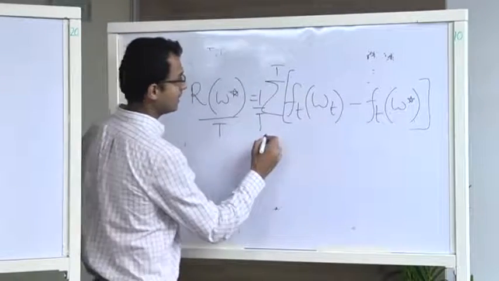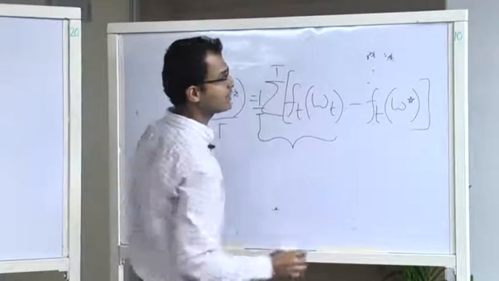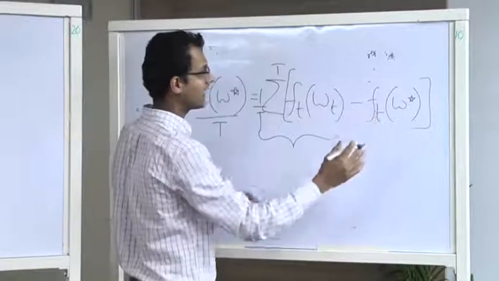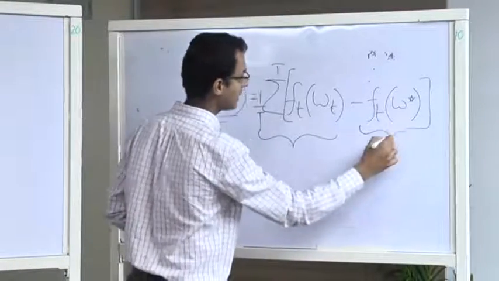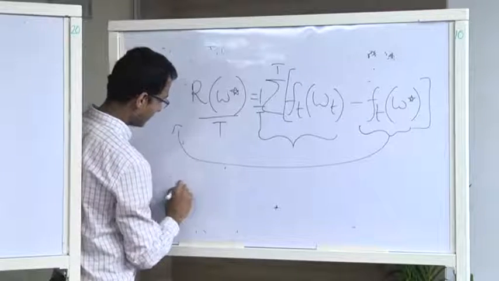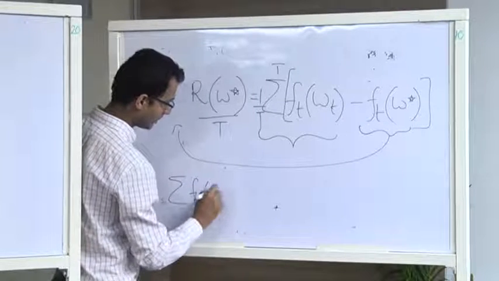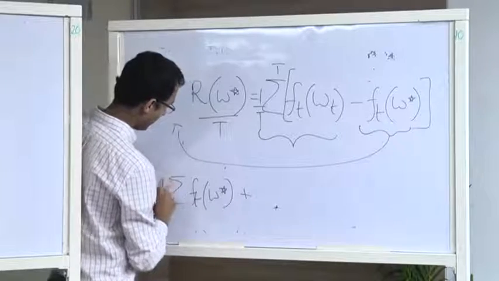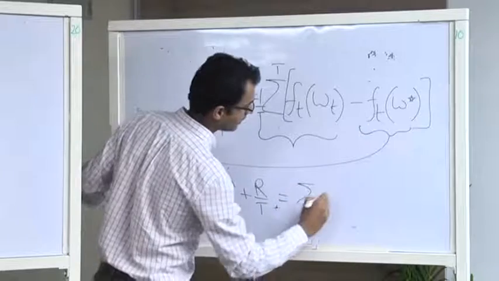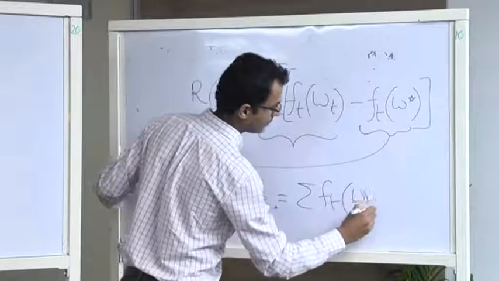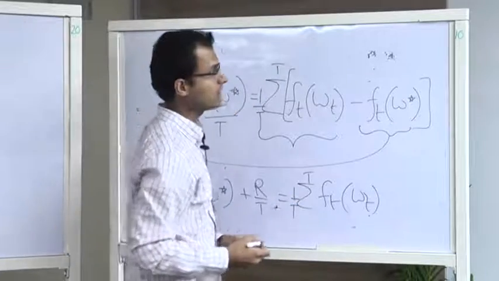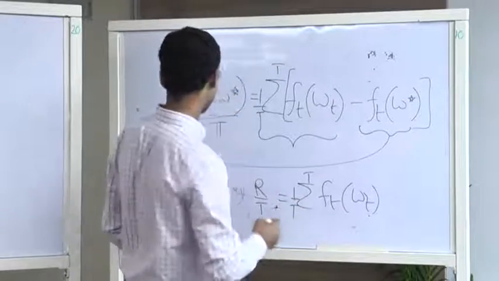So I just rearranged in the sense I left this term, in fact I just flipped the rearrangement, but just think of pushing this term to the right hand side. Okay, so basically I get sum over Ft of W star 1 by T plus R by T is equal to sum over Ft at Wt over T 1 by T. So this is what the second statement is, except you need to take expectations.